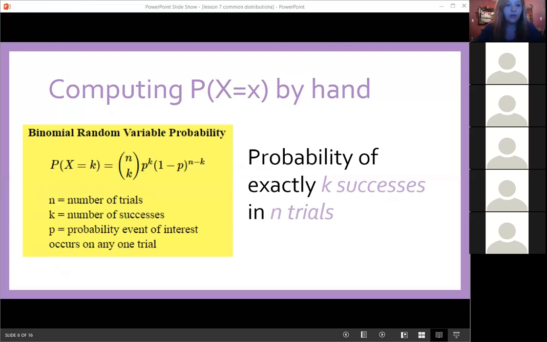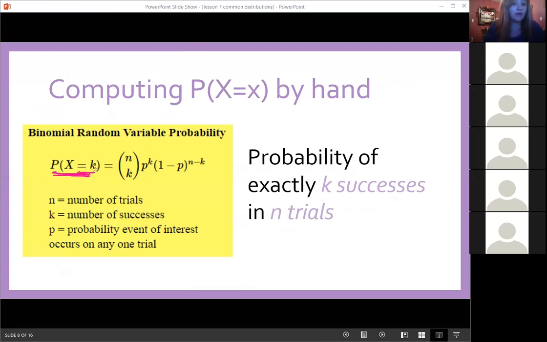So the reason why I'm showing you this and reviewing it is because you want to understand what we're doing when we're trying to find the probability of a binomial random variable. Remember, when we have P and then something in parentheses, it's talking about the probability of something. At the bottom you can see all of the different variables we have in here. The left side of the equation is saying probability of X equals K, so basically the probability that we get that many successes.